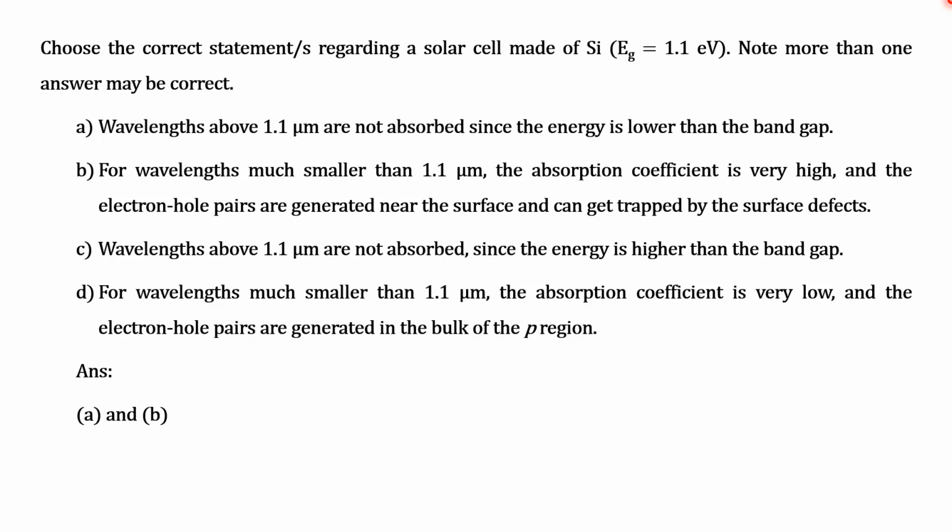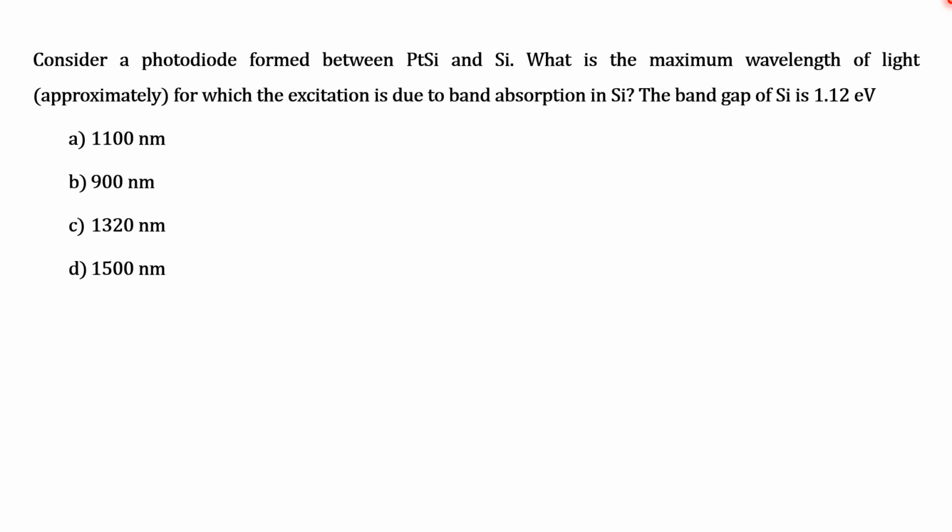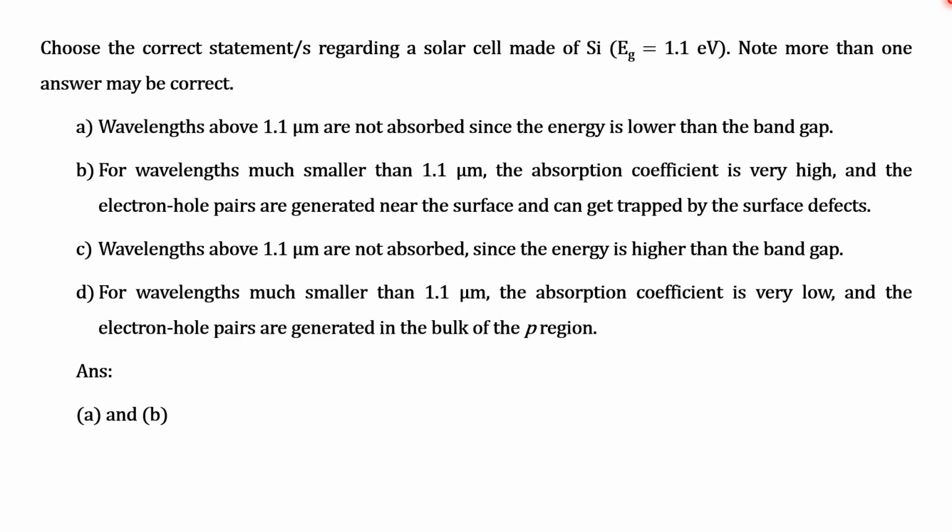And then D. For wavelengths that are much smaller than 1.1, suppose it's very, very small. For example, 1240 divided by 1.1 will give us something like 1127. So in a silicon solar cell, everything that is less than 1127 will be absorbed. That is why we can cover the entire spectrum. Suppose we are going for very, very small wavelengths, say 100 or 200. In that region, the absorption coefficient will be very high and hence the electron hole pairs will be generated near the surface, and due to the presence of trap states, recombination will occur. So the answer will be A and B.